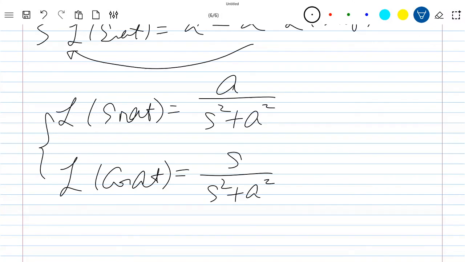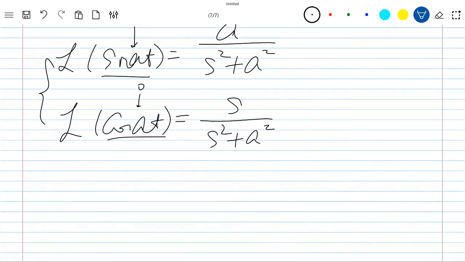It's easy to remember which one is which, because you can plug in the special case of a equals 0. If a equals 0, what do you get? Sine of 0, of course, that's 0, so it's a. And if you plug in a equals 0 for cosine, what do you get? You get a 1. What's the transform of 1? It's 1 over s. So it's s over s squared, so it's 1 over s. Okay, so sine at is a over the sum of the squares. And for cosine, it's s over s squared plus a squared. Alright, that's our complete family.